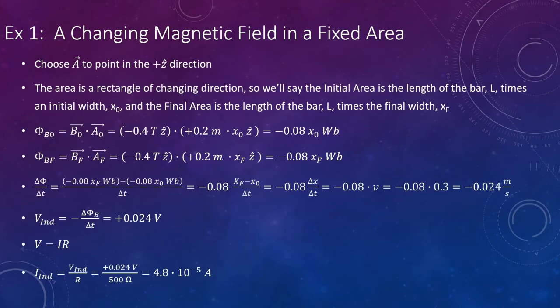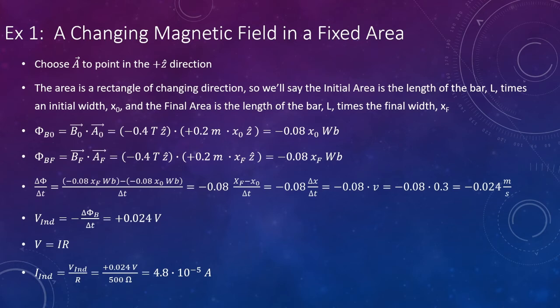And we're essentially dealing with a rectangular loop that's just changing its width. And so we'll say, since it's a rectangle, our area is length times width. Well, we have a length of the bar that has some fixed value, and the width of the bar is changing over time. It's going to have, say, an initial width, which I'll call x0, and a final width, which we'll call xf, or a final x.